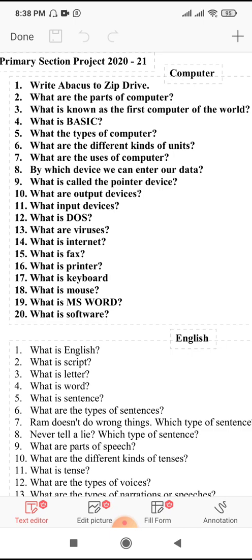Abacus is known as the first computer of the world. Abacus, A-B-A-C-U-S. Abacus is known as the first computer of the world. That is the answer given in the first question of this project and this question sheet. What is BASIC? BASIC is the Beginners All-purpose Symbolic Instruction Code.